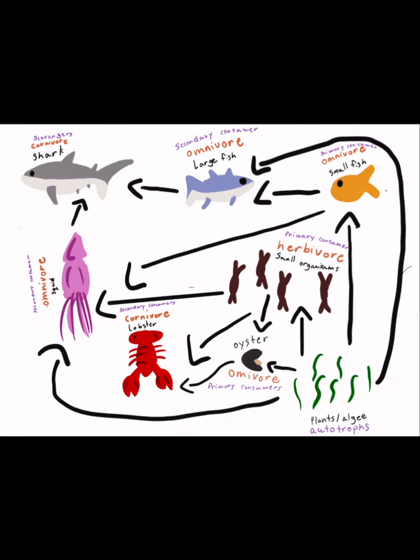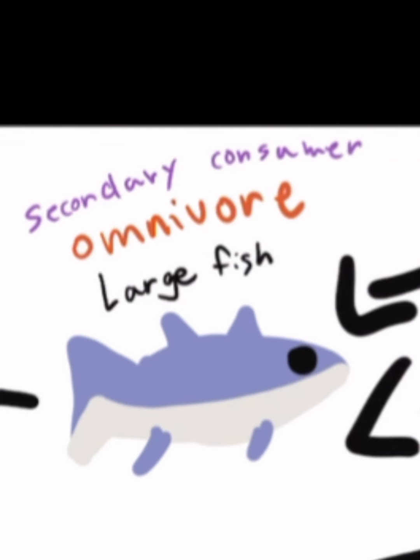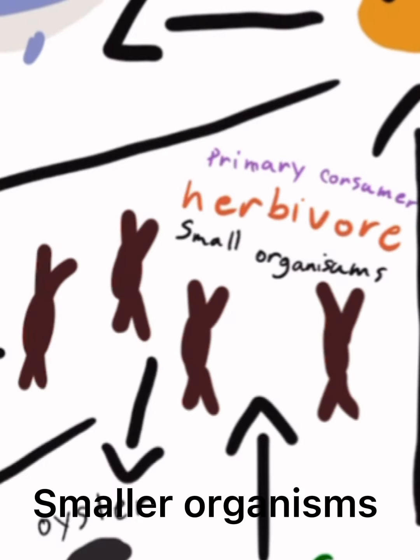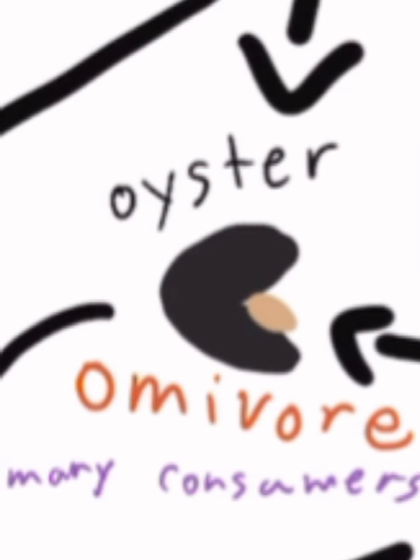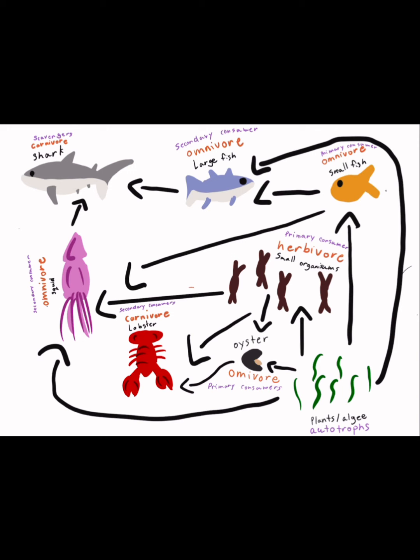Alrighty, so moving on, we have the food web, and in this food web, we have the shark, some larger fish, smaller fish, a squid, smaller organisms, a lobster, an oyster, and plants/algae. Okay, and then we're going to start with the shark again.